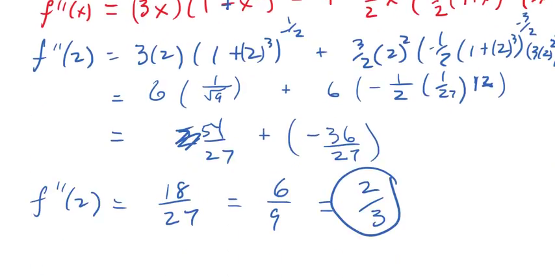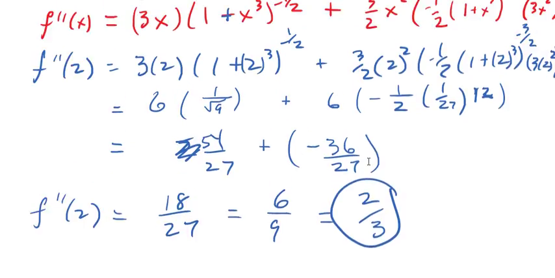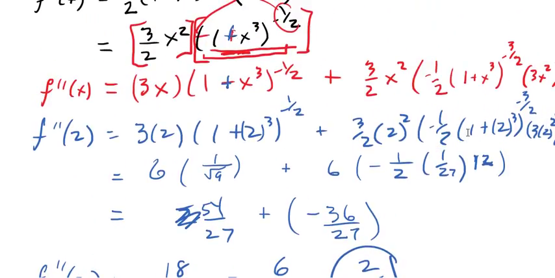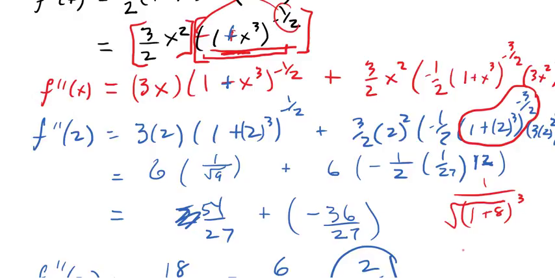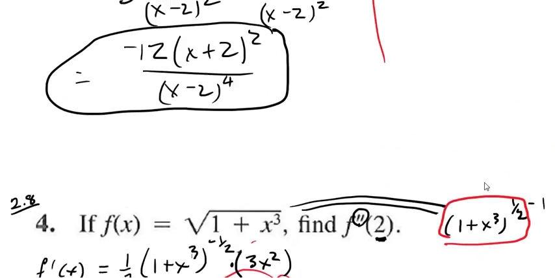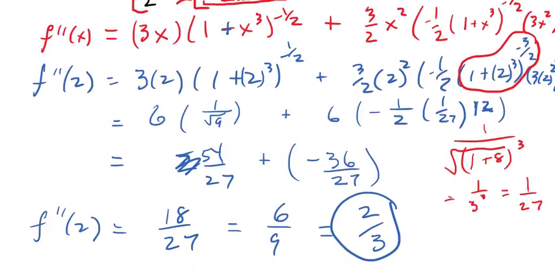Okay. Any other questions about this one? Where did you get 1 over 27? Where did I get 1 over 27? That's actually this part right here. So this inside here is 1 plus 8, and then to the negative 3 over 2, which means that's 1 over 2 is square root and then cubed. So that's 1 over square root 9, which is 3 cubed. That's 1 over 3 cubed. Okay, that's a good question. Any other questions about that one?